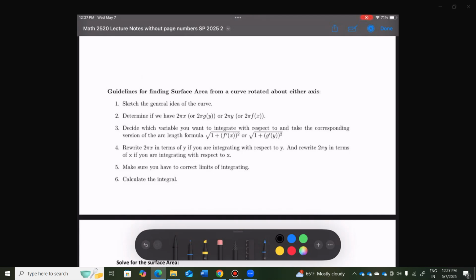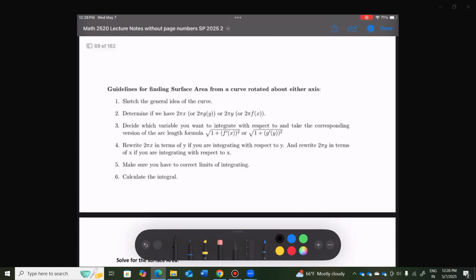you take the corresponding arc length formula, so the 1 plus f prime squared, or the 1 plus g of y prime squared. So you'd be finding your derivatives of either g of y or f of x, depending on which one you're choosing. And so we rewrite these so you have either r x's or r y's, and then you integrate. You can either integrate using Desmos, or if you have certain integration techniques that we've covered that are easier to just do, we can integrate that way.